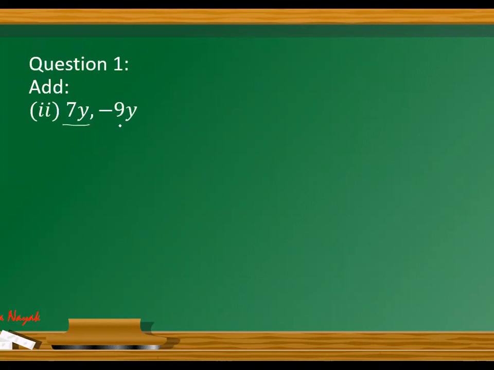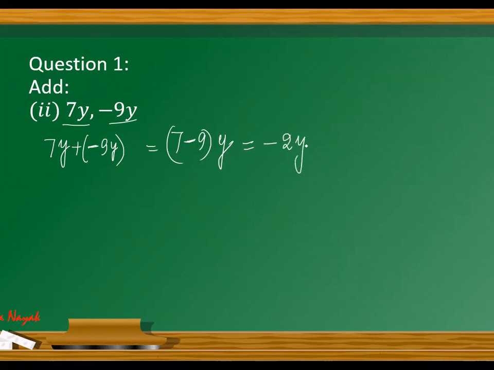Next, 7y, negative 9y. So 7y plus negative 9y, you will write in this way. So 7 minus 9 and y. That means this negative will be taken care of. It has a negative sign. So 7 minus 9, you know that is negative 2, so minus 2y.